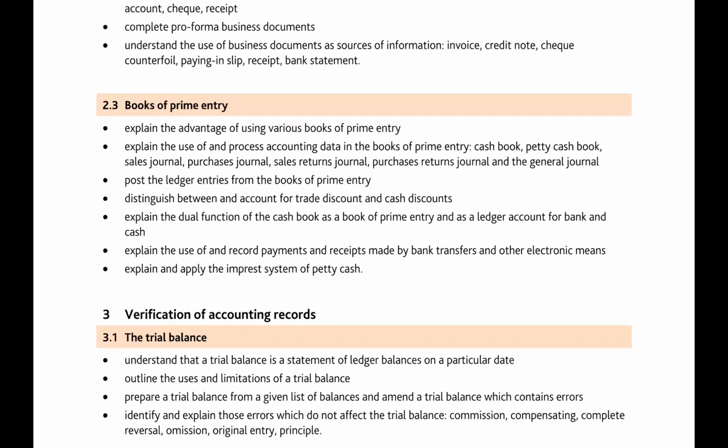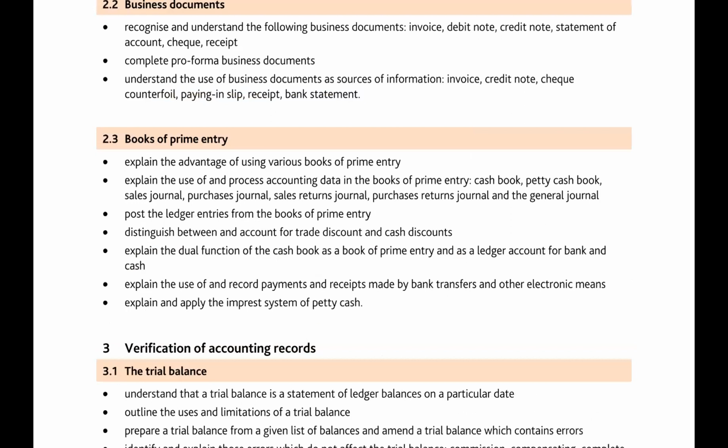Then we'll look at the books of original entry, or the books of prime entry. Here, you will explain the advantages of using various books of prime entry. Mainly, we explain the use of and the process of accounting data in the books of prime entry, being the cash book, the petty cash book, the sales journal, the purchases journal, the sales returns journal, the purchases returns journal, and the general journal.